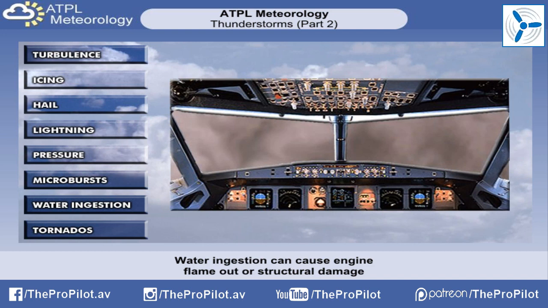Water ingestion. If the speed of updrafts approaches or exceeds the terminal velocity of falling raindrops, the resulting high concentrations of water can cause problems for turbine engines due to water ingestion. The result may be engine flameout, or structural failure in extreme cases.